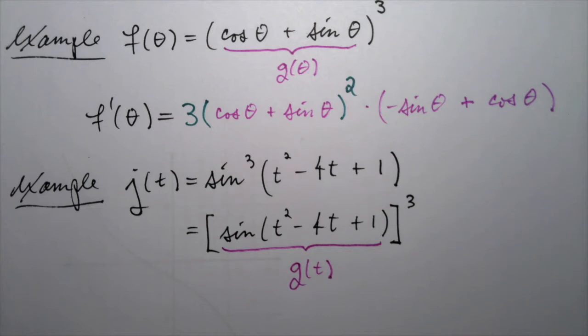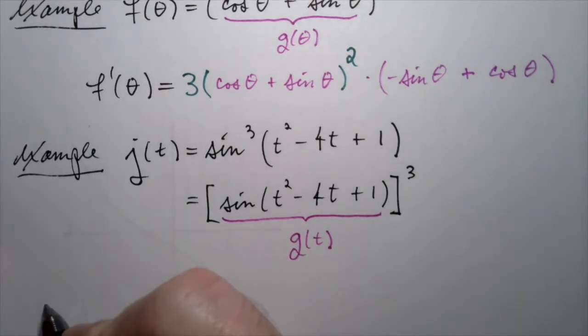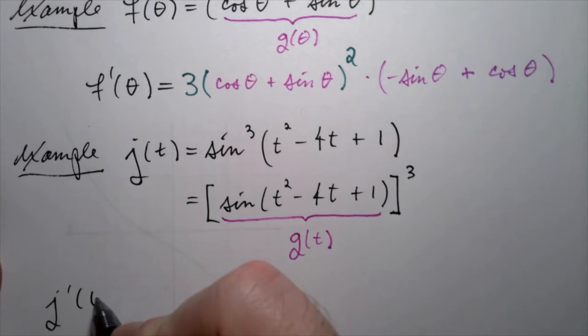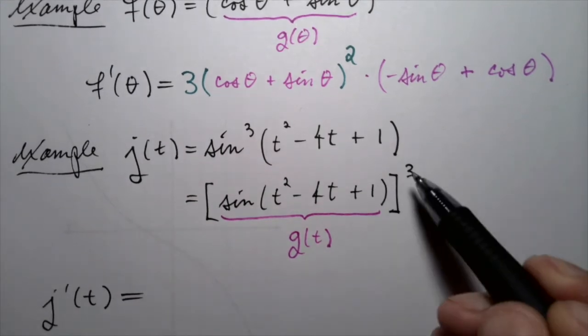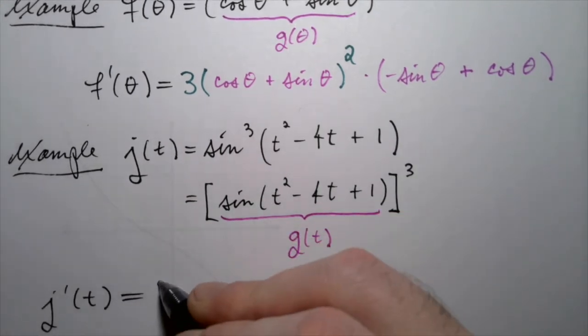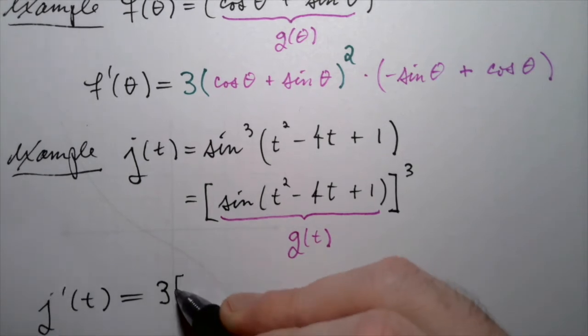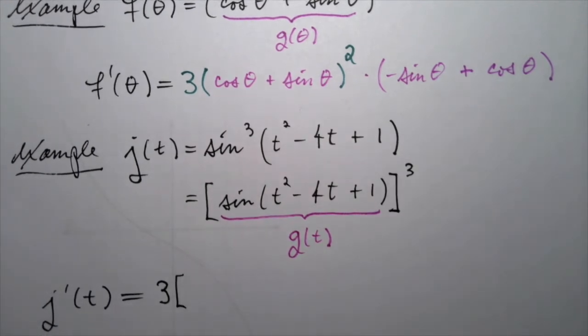Remember, that's just the quotient rule. It's a particular case. The quotient rule, what does it say in this case? Here we go. Let's compute the derivative of j. We bring the 3 down. We work from the outside in terms of derivatives. And then g of t is going to be left alone.